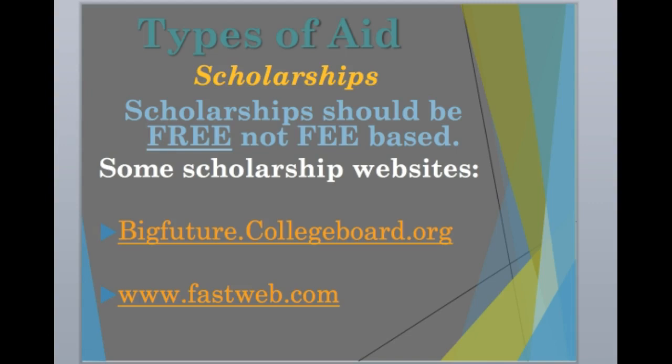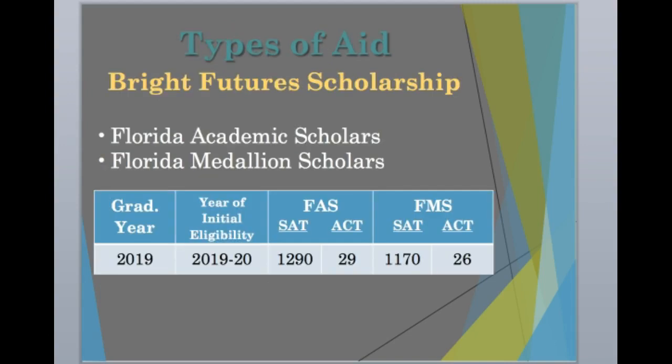If you are wanting to look for private scholarships, I would encourage you to use one of these two websites. They are reputable websites. One is bigfuture.collegeboard.org, and it has a free scholarship search tool, which is really great, and so does fastweb.com. These are like the Google of scholarships. So check in on those, and spend some time investigating private scholarships through there.